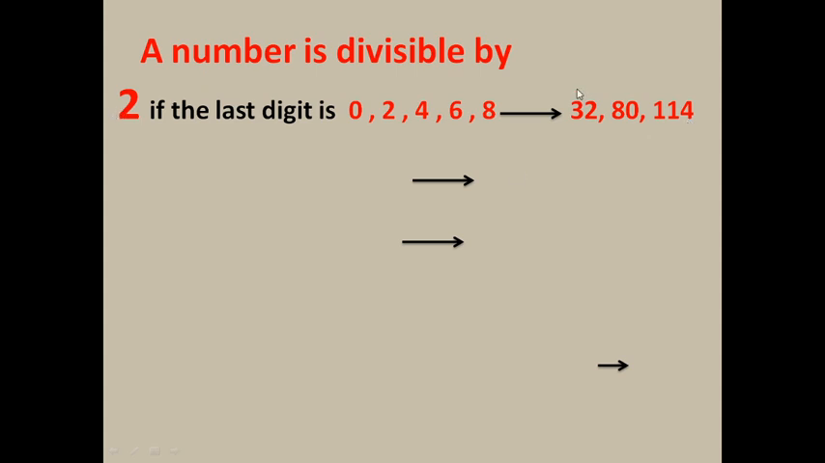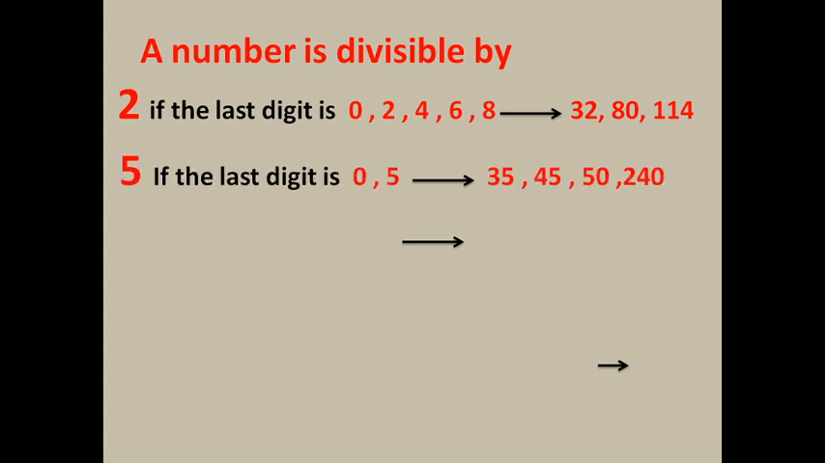So if you have any number ending with 0, 2, 4, 6, 8 in the ones place, this number is divisible by 2. What does divisible by 2 mean? We can divide it by 2 without remainder. The remainder will be 0. Okay, now 5. If the last digit is 0 or 5, this number is divisible by 5.